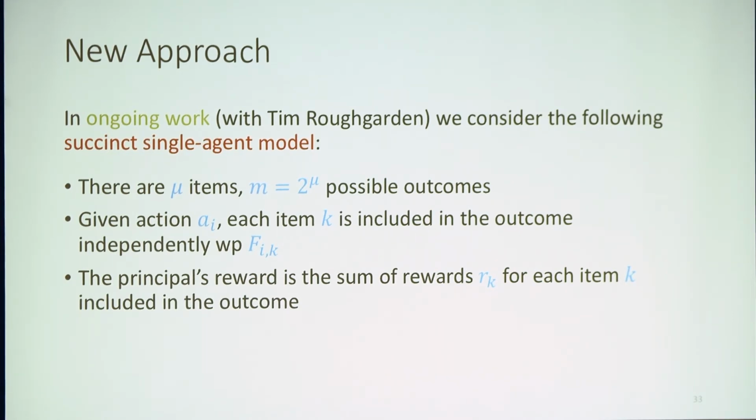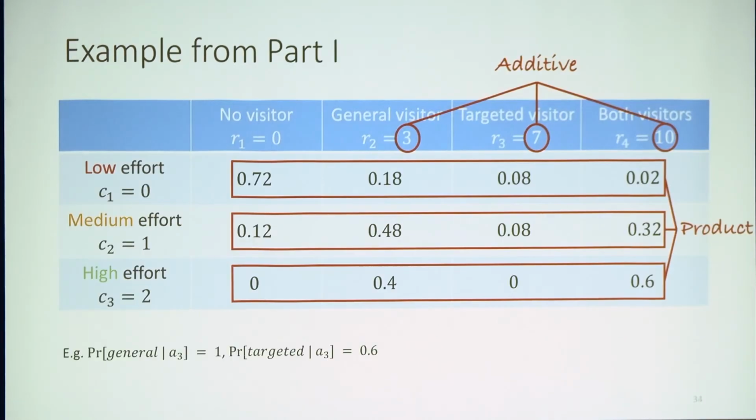And if you realize a certain set, your reward for that set is simply the sum of rewards for the individual items. Okay, and what this models is, for example, the example that Imbal had in the first part, as I mentioned already, with the agent that's running this advertisement campaign for you. There we had 3 levels of effort: low, medium, and high. And we had the type of visitors that are attracted: no visitor, just a general visitor, just a targeted visitor, or both. So you immediately see this kind of set structure here.